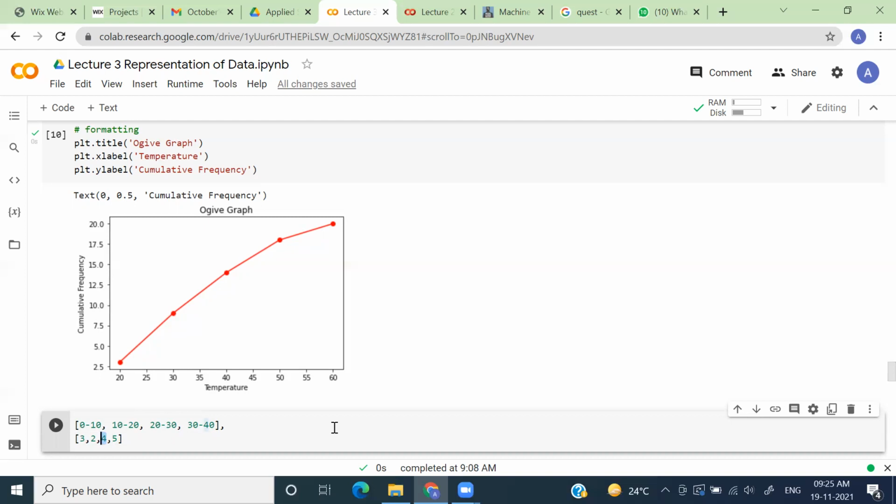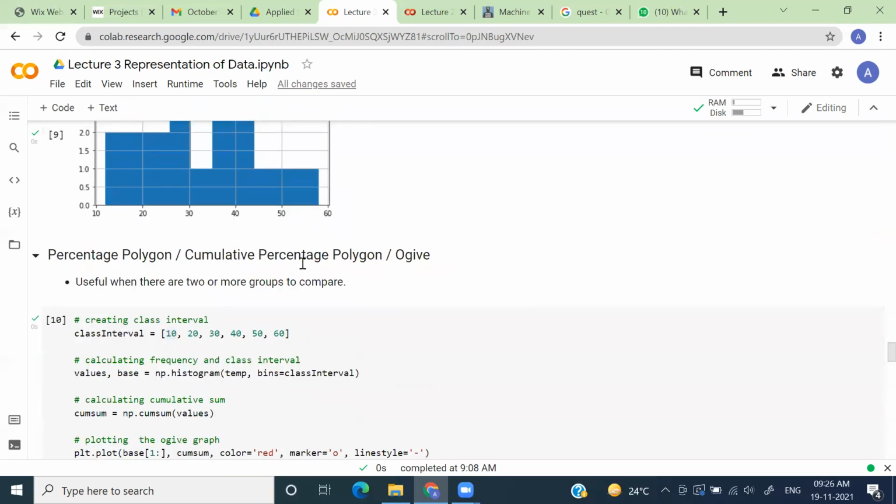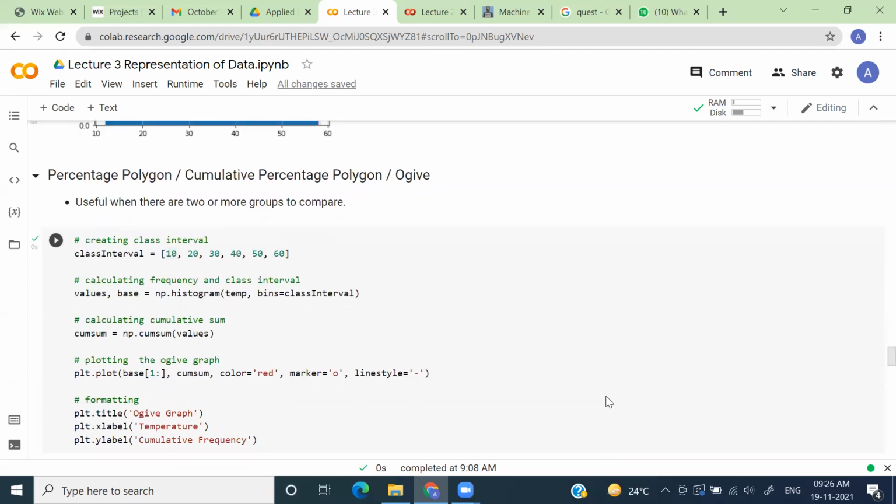I got it. So this is ever increasing. I was having a doubt, because when the frequencies are like 3, 2, 4, 5, I found it to be irregular. See, don't get confused. In the name itself it is written cumulative, right? Cumulative means you just need to sum up.